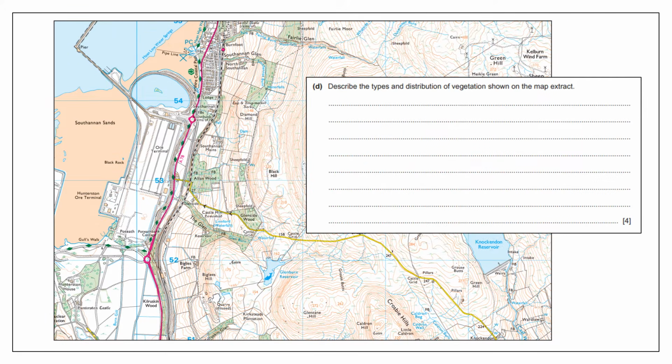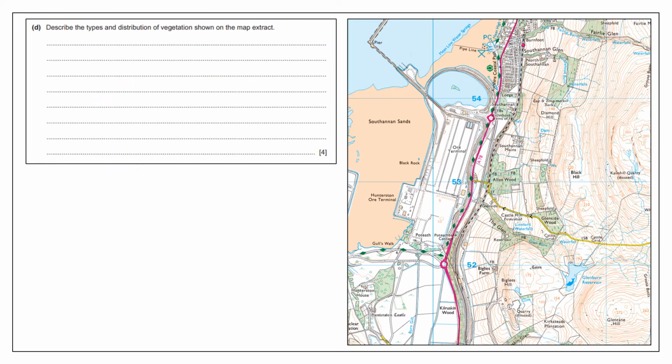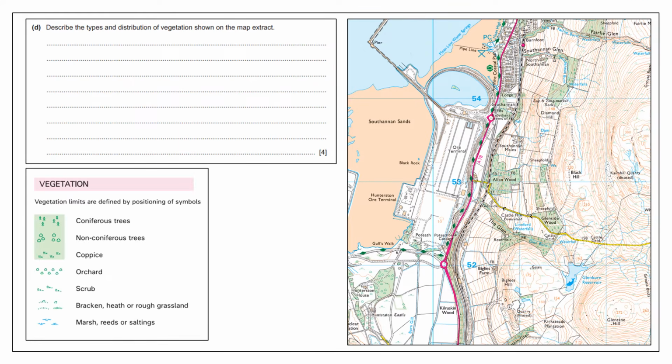Now we're still looking at the whole map, and for this question we need to look at the types and distribution of vegetation shown on the map extract. So let's break this question down. First of all, let's look at vegetation. So I look at the key and you can see all of the various symbols for vegetation there. And perhaps the easiest ones to find out are the ones highlighted, or the ones that are in green, bold colour, the coniferous trees, non-coniferous trees and the coppice.